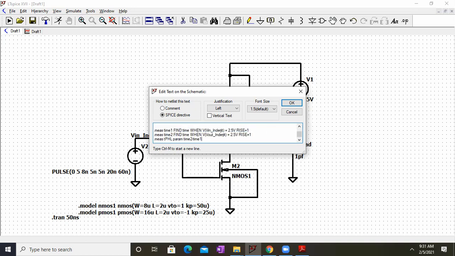I'll go to the next line. I'll add this. Similarly, this will be time 3 and time 4 by falling, right? Because we are calculating low to high. So that will be time 4 minus time 3. And whenever the Vin is equal to 2.5 when the input is falling down, I'll write here fall.